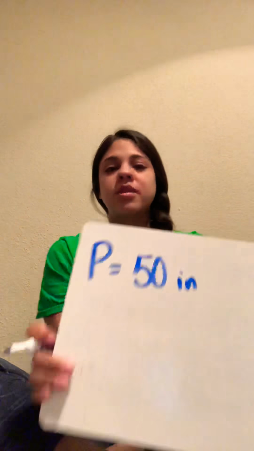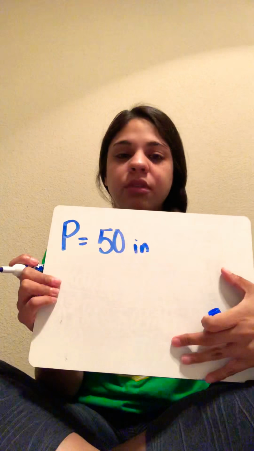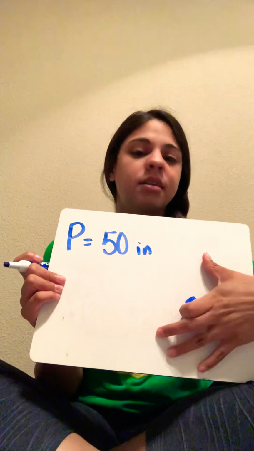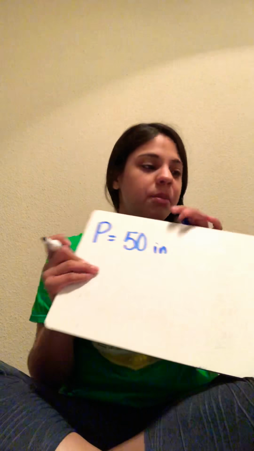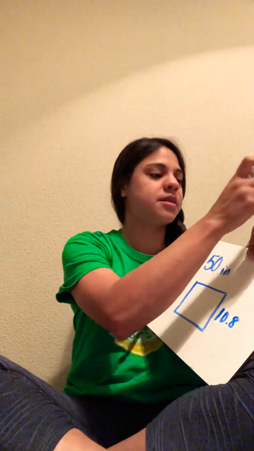Okay, so one thing that I always recommend is that you draw in your figure. If they don't give you a model, you have to draw it in. It has to be a representation on your paper. So they tell you that the perimeter is 50 inches and that the width is 10 and 8/10.